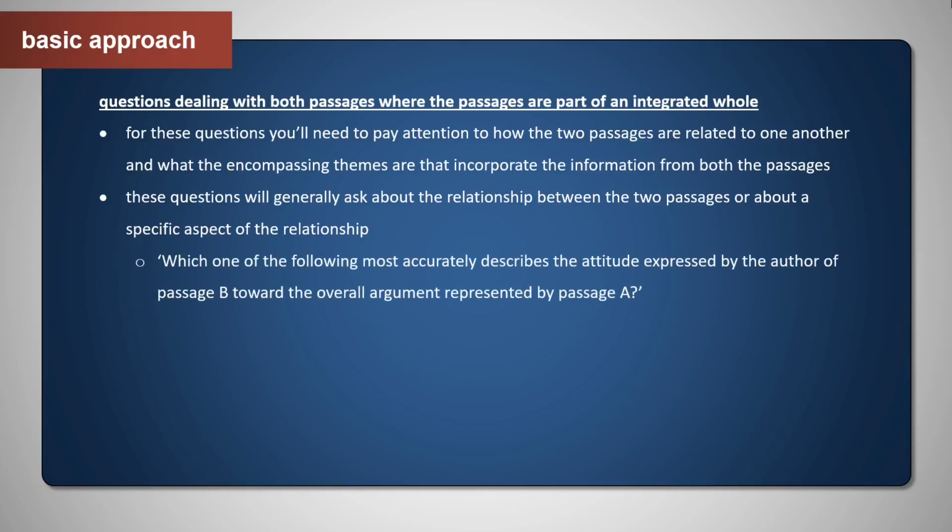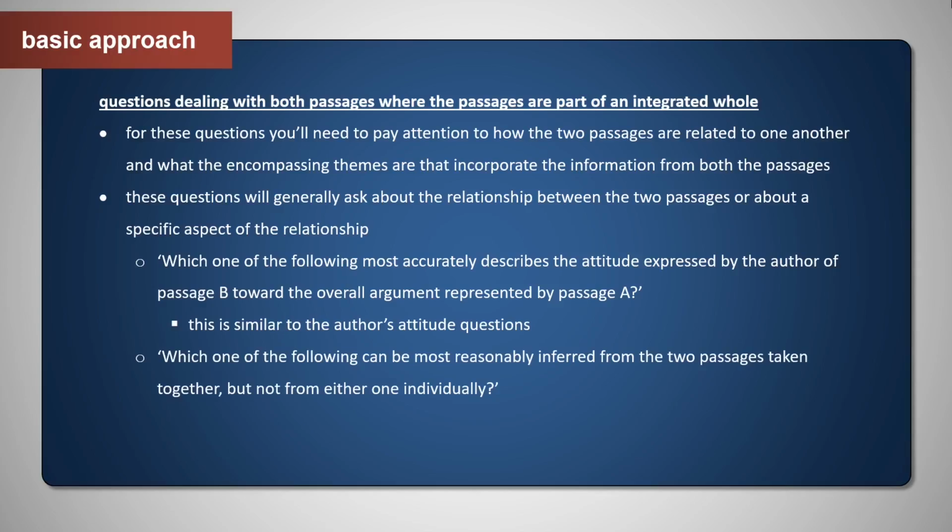Likewise, which one of the following most accurately describes the attitude expressed by the author of passage B toward the overall argument represented by passage A? And so this is similar to the author's attitude questions. Like you see, it asks about the author's attitude. Which one of the following can be most reasonably inferred from the two passages taken together, but not from either one individually? So this is also an inference question that asks you to consider the two passages as a whole.